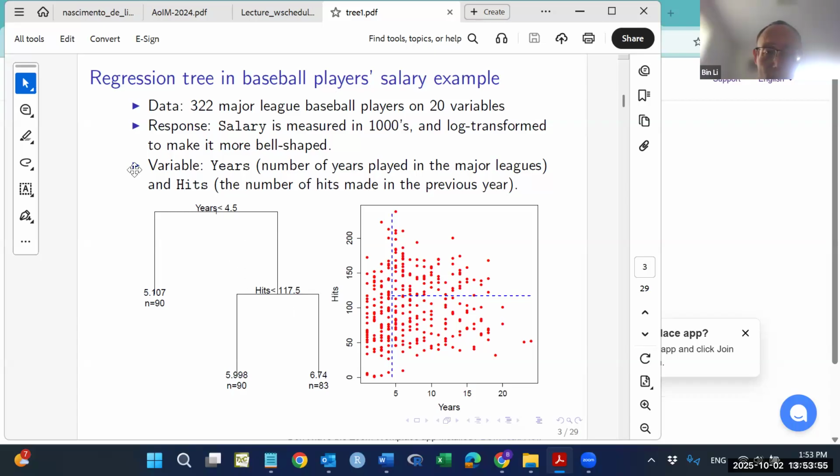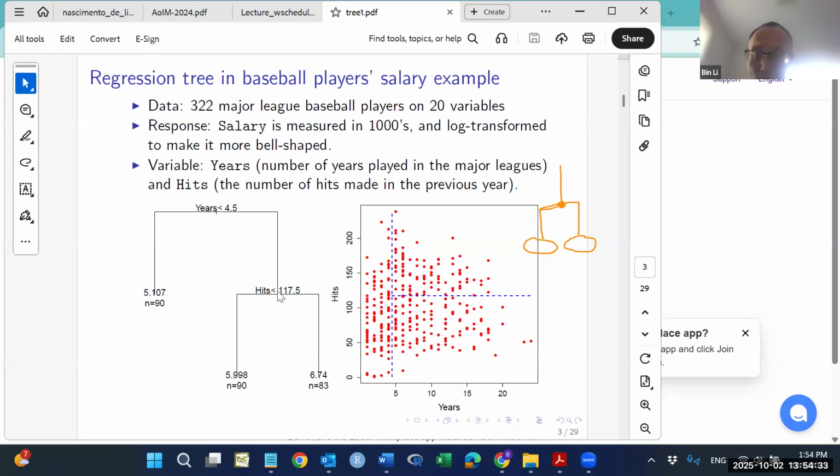So let's say we have a single-split tree, just stopping at the first split. So we have only 2 leaves. The depth of this tree is 1. Why? Because we only have 1 split. And the tree depth is 1, that corresponds to what? This is a main effect model. There's no interaction. Only 1 split, only 1 variable in, right?